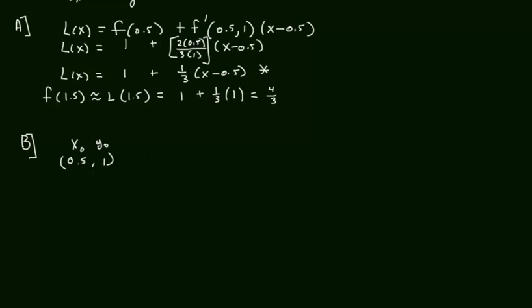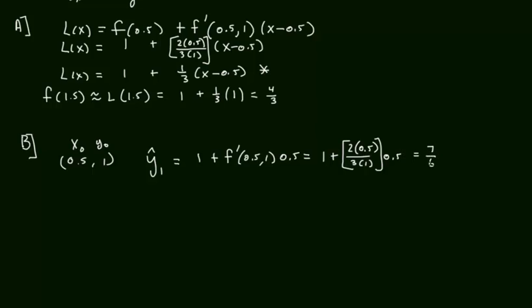Okay, here we go. Y hat 1 is the 1 plus f prime at 0.5, 1. Change in x, 0.5. Let's do the arithmetic now. 1 plus, I'll put the slope in brackets to separate it, 2 times 0.5, 3 times 1, times the 0.5 change in x, which will come out to be 7/6. Our next point will be a change in x of 0.5, so that brings out to 1, 7/6.